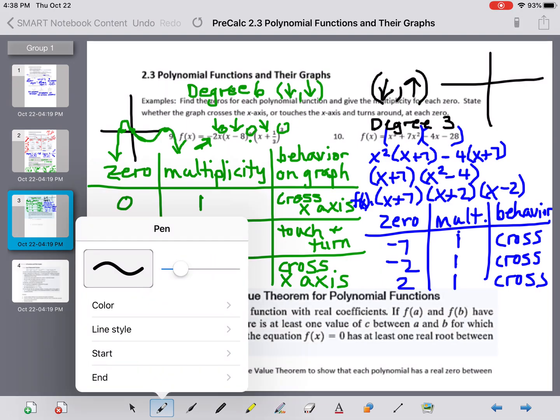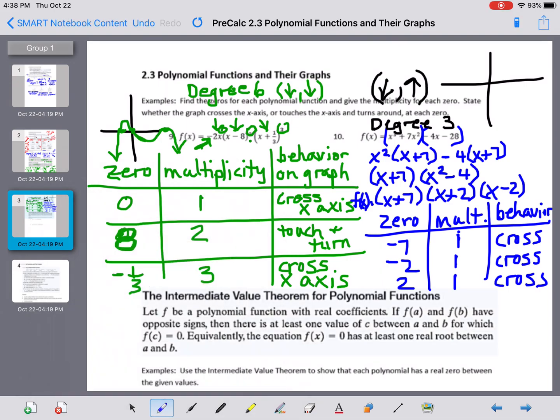That's what my leading coefficient tells me is going to happen. All right, so I have negative 7 and negative 2. I'm going to just estimate there, and then I have 2. So I'm going to start down, cross, come back, cross, come back, cross, and I look something like that, okay? Every one of them crosses through, so I don't have to turn around at all.